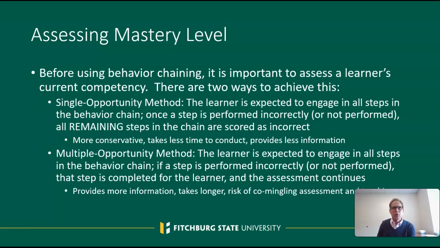Now, with the multiple opportunity method, the learner is expected to engage in all of the steps in the behavior chain, but if a step is performed incorrectly or not performed, that step is completed for the learner by the person that's doing the assessment, and then the assessment continues. So you see, if there are other steps, despite that one step being completed incorrectly, that the learner might be able to complete correctly.